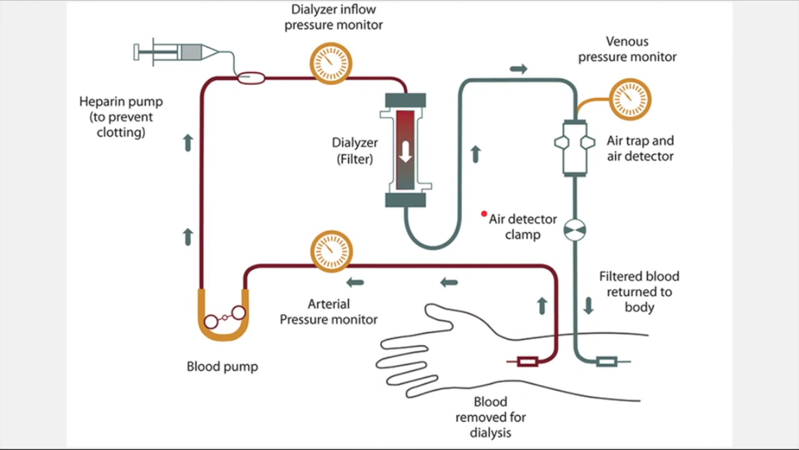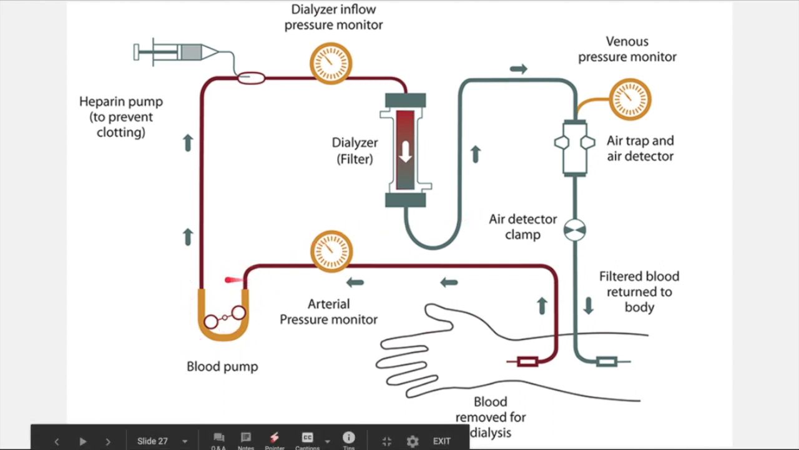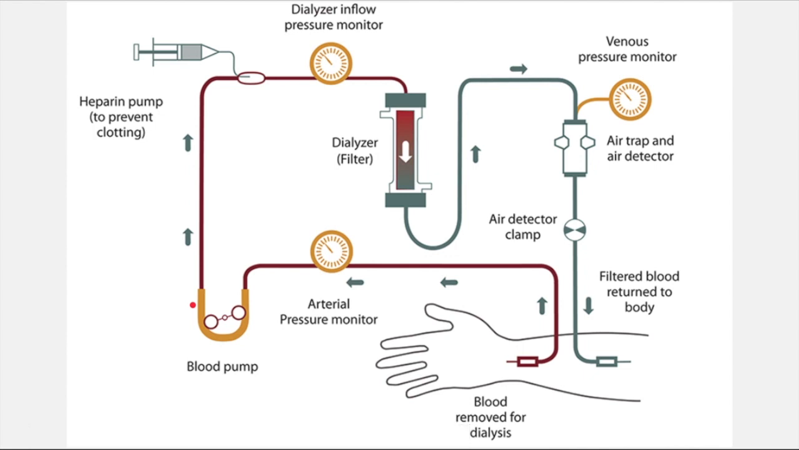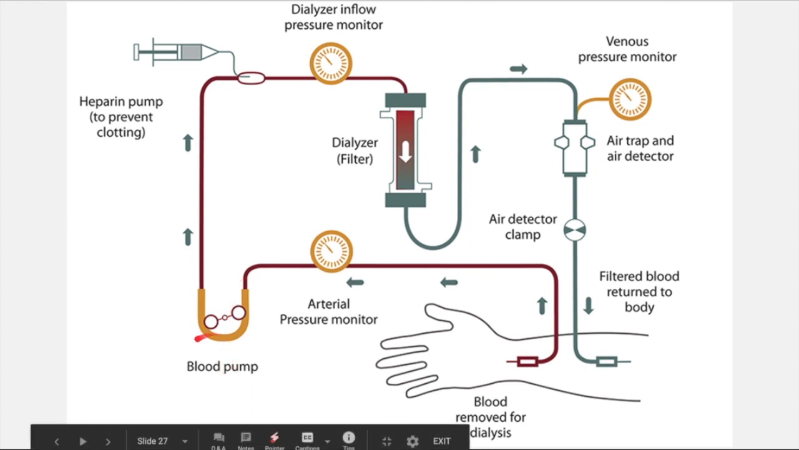So next will be the blood pump. So the blood pump can be shown here, and it pumps the blood and dialysis fluid along the circuit. So the blood pump circulates the blood to push out the blood. It can be seen as like the makeshift heart of the system.